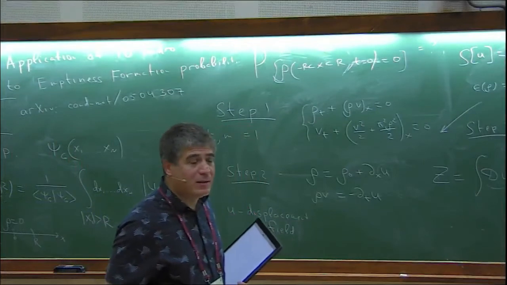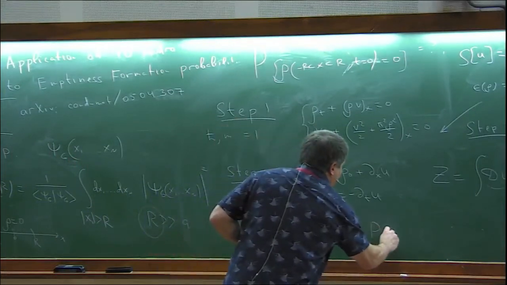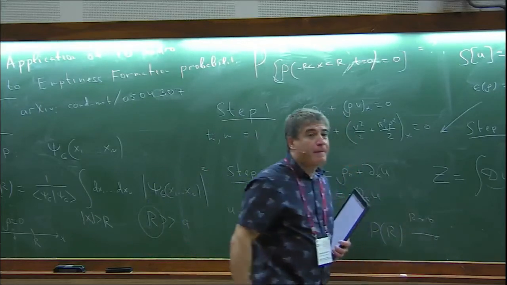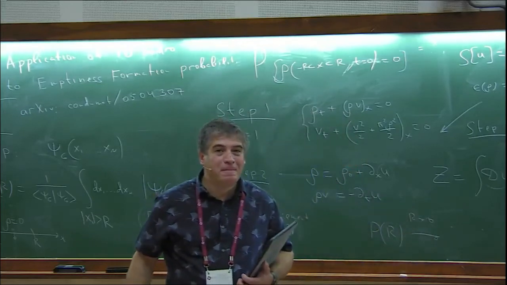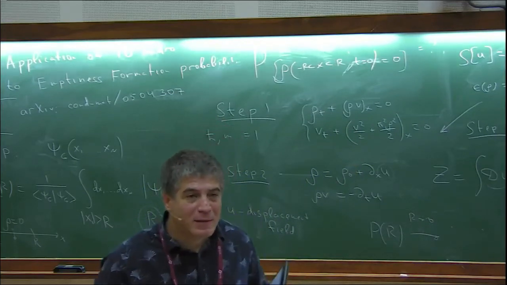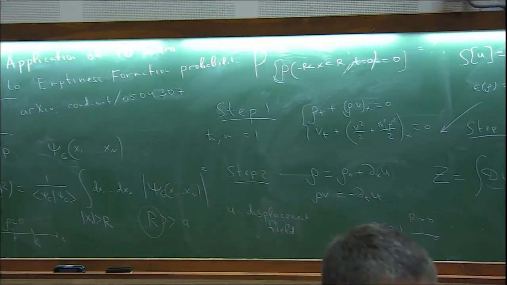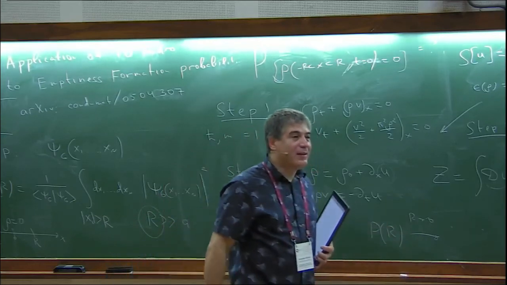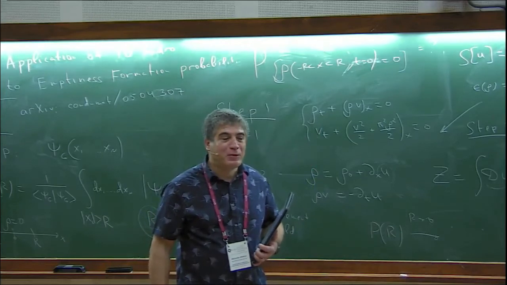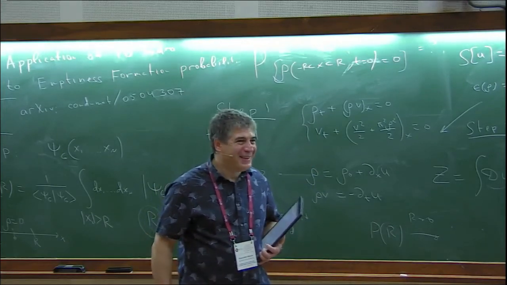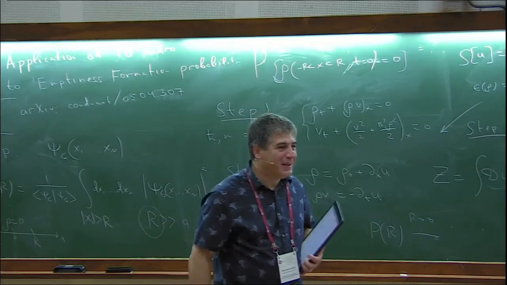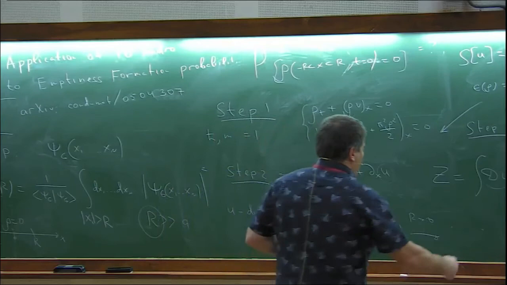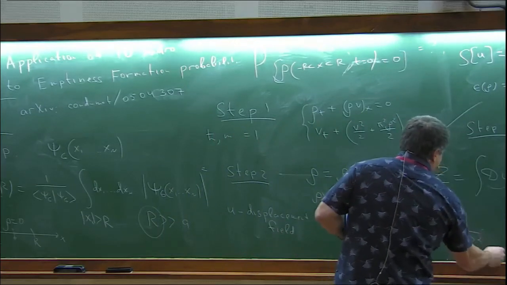By the way, any guesses? So how does P of R behave as R goes to infinity? Should go to 0. That's definitely correct. How? How quickly? One is some power law. Another is exponential.